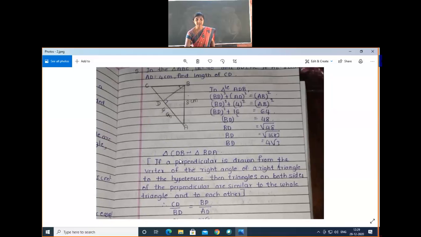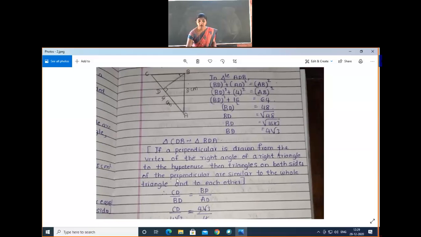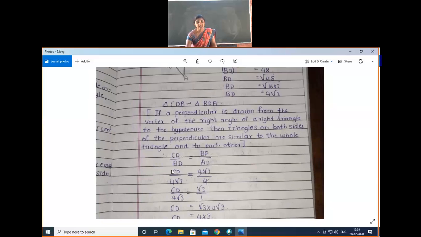Okay, two triangles are similar, then their ratios are in proportion. Then CD divided by BD is equal to BD divided by AD. So we got the result that CD divided by BD, this is the ratio of CD by BD of triangle CBD, which is equal to BD by AD of this triangle ABD.